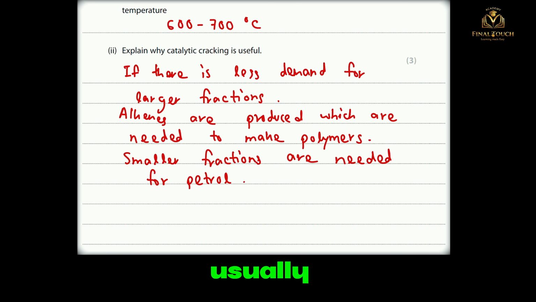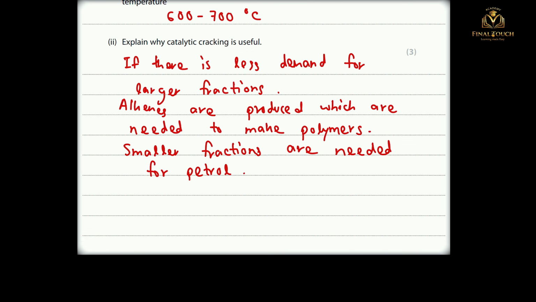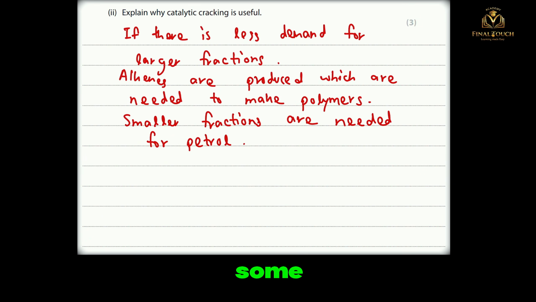So usually it is useful when there is a lesser demand for larger fractions. Therefore, when any larger hydrocarbon undergoes cracking, smaller products are being made, such as alkenes, which are then used to make polymers, or some smaller fractions are also needed for petrol.